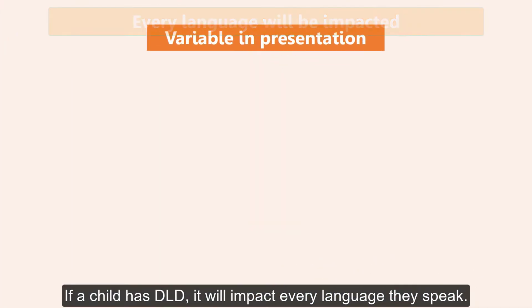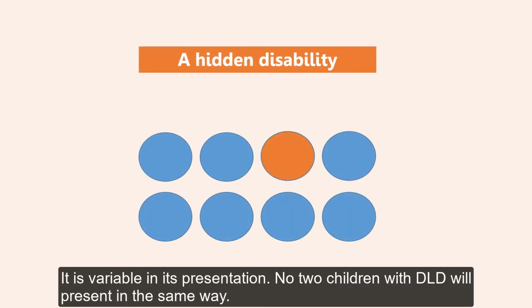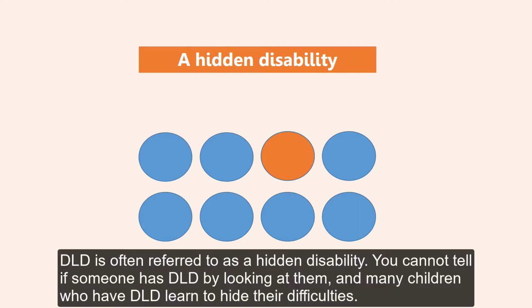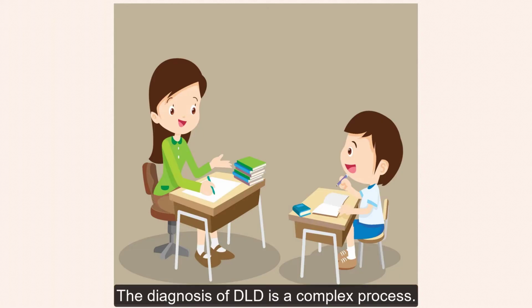It is variable in its presentation. No two children with DLD will present in the same way. DLD is often referred to as a hidden disability. You cannot tell if someone has DLD by looking at them, and many children who have DLD learn to hide their difficulties. The diagnosis of DLD is a complex process.